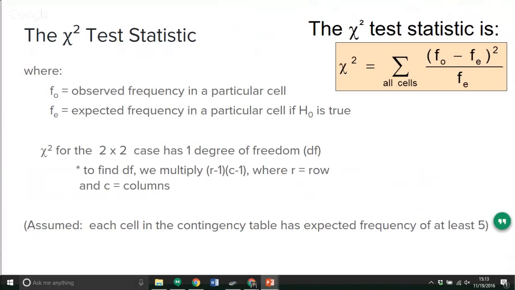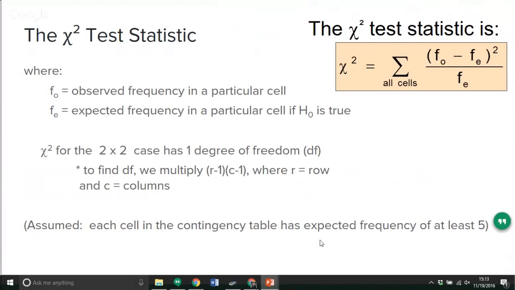The degrees of freedom, which we're not getting into, is for a chi-square, the number of rows minus 1 times the number of columns minus 1. So in a general 2 by 2, it would make sense that there is 1 degree of freedom. We would multiply the rows, which in this case would be 2, minus 1 is 1, by the number of columns, which again would be 2 minus 1 is 1. So 1 times 1 is 1, and that would be 1 degree of freedom.